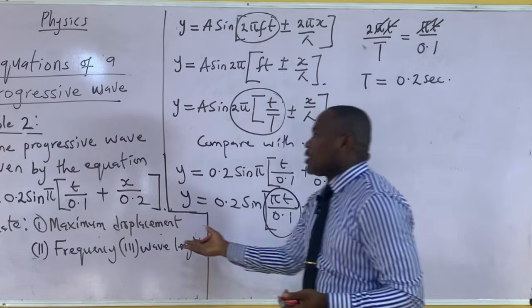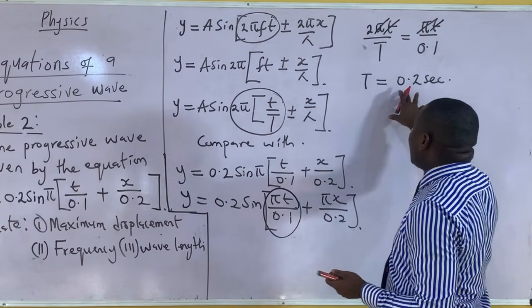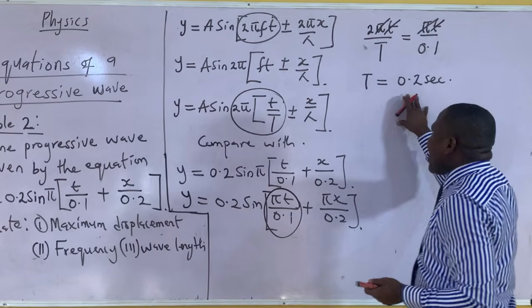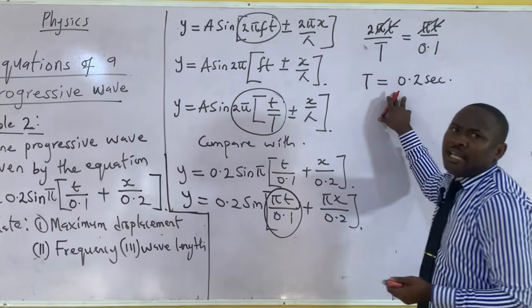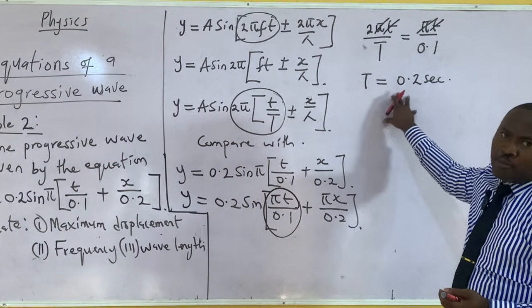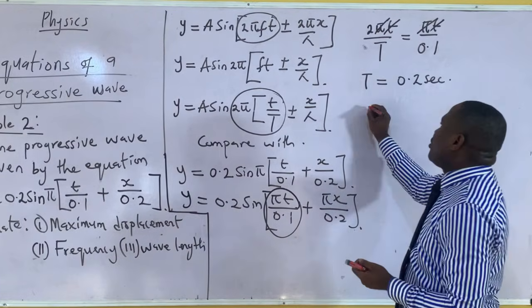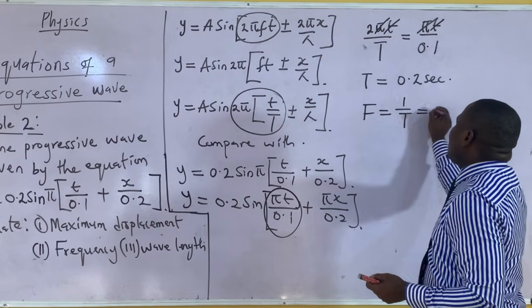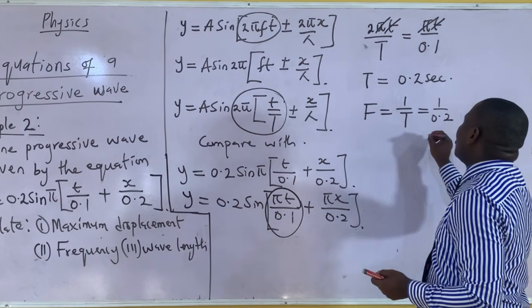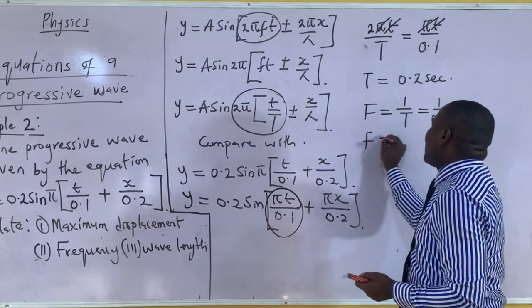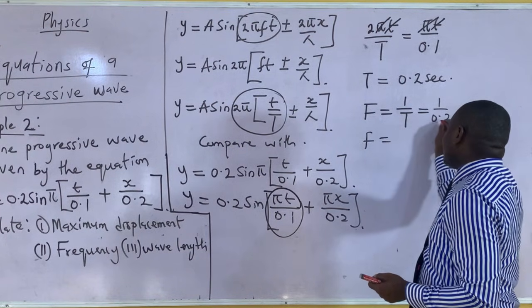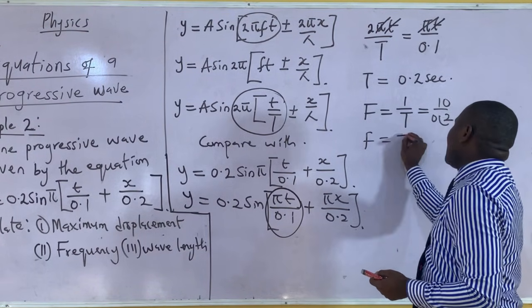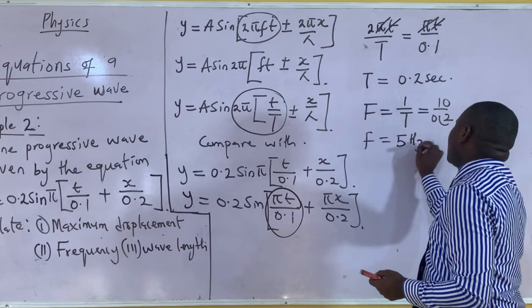Although our question did not ask us to calculate the period, I have to show you this is our period. Why? Because from my period, I can get my frequency. So frequency is equal to 1 over T, which equals 1 over 0.2. So our answer now is frequency is equal to 5 Hz.